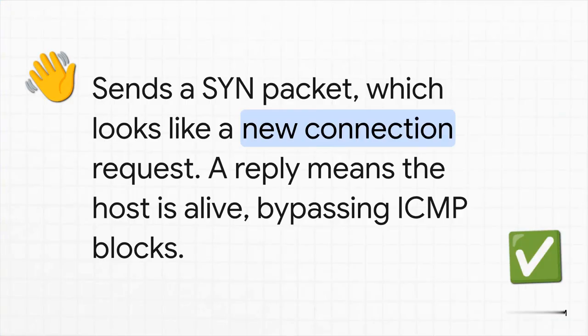The first tool we'll grab is the TCP SYN ping. This sends a packet that looks exactly like a legitimate attempt to start a new connection. You know, like your browser asking to connect to a website. If the host is alive, it'll send back a SYN/ACK packet to say, sure, let's connect. And boom, we have our answer. And we did it without ever sending a blocked ICMP packet.